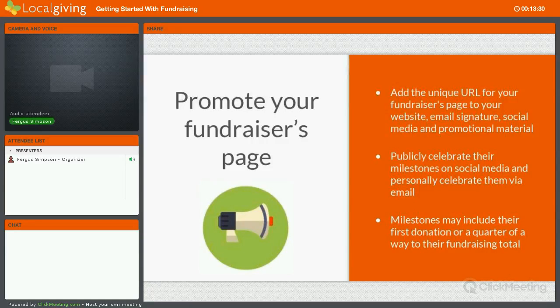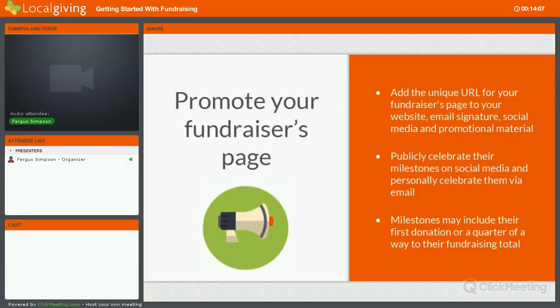Also think about the best ways to promote your fundraising page. Once you do have someone fundraising for you, add the URL or web address to your website or email signature and promote it on social media. Publicly celebrate the milestones of your fundraisers on social media and also personally celebrate this via email with them. It's all about creating a personal connection with your fundraiser so that they'll be willing to fundraise for you again and they've had a good experience and can express that to their friends and family. And when we talk about milestones, this could be anything from their first donation or them being a quarter away or halfway through their fundraising target.